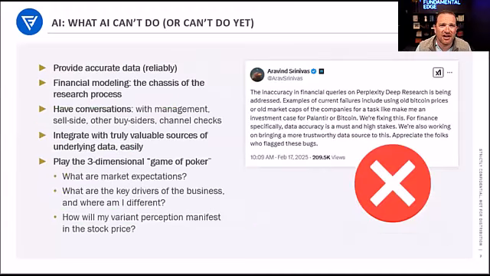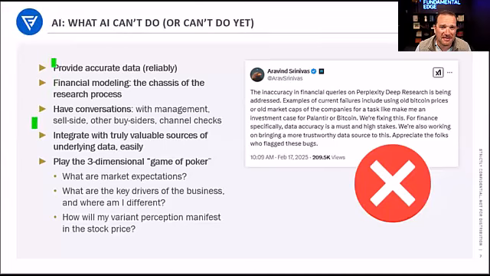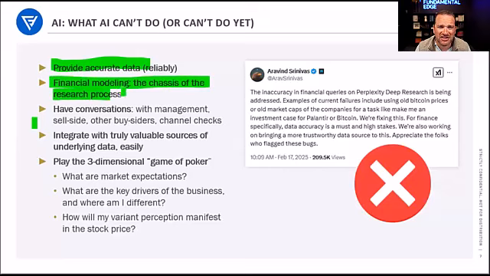There's a lot of attention on what AI still can't do, what LLMs can't do. And the basic one at the top is provide accurate data reliably. Can't financial model, which is really the chassis of the research process. Can't have conversations with management, sell side, other buy siders or channel checks. Although there was a high profile stock pitch competition a few weeks ago where a student team coded an LLM to call Smith & Wesson distributors to try and do some field research in an automated way, which was a really innovative approach.